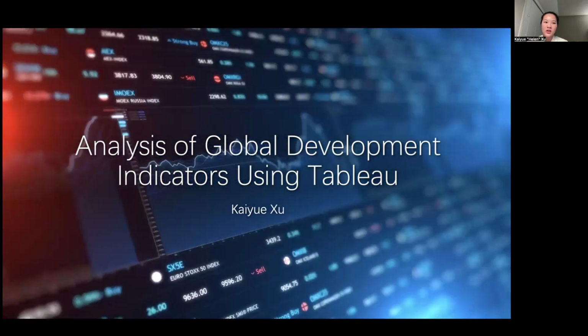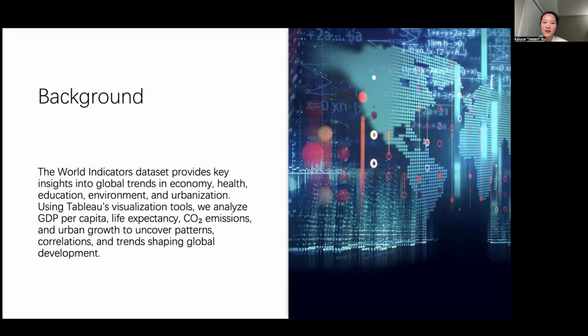The World Development Indicators database provides key insight into global trends in economics, health, education, environment, and urbanization. Using the tool, we can analyze GDP per capita, life expectancy, carbon emissions, and urban growth to uncover countries' correlations and the trends shaping global development.